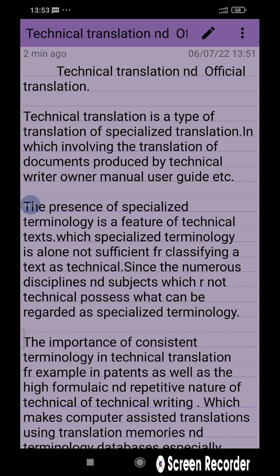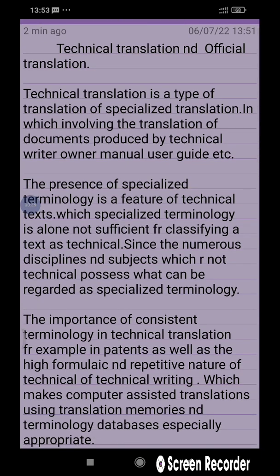Hello students, today I am going to discuss the most important topic for BA program students who are pursuing translation and English honors courses: technical translation and official translation. Technical translation is a type of specialized translation involving the translation of documents produced by technical writers, such as manuals, user guides, etc. This kind of technical document produced by a technical writer is called technical translation.